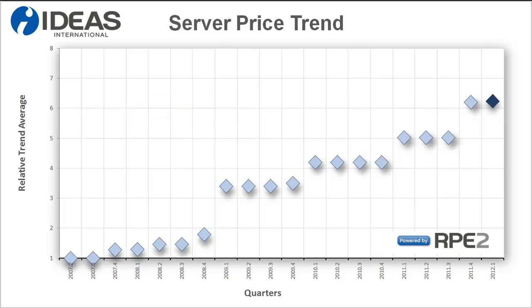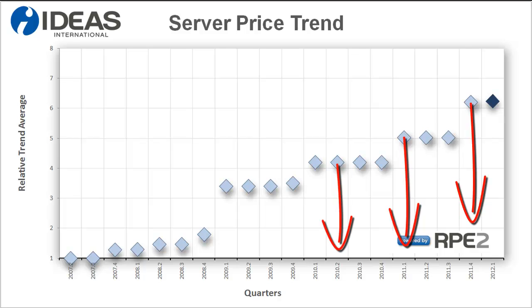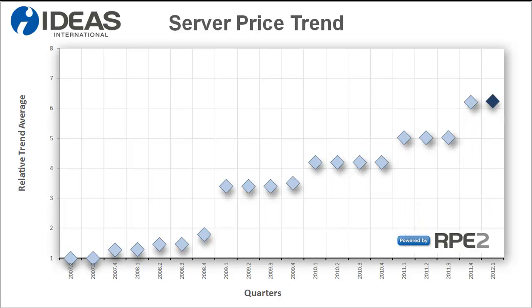Each data point on the chart represents the relative price trend average for all servers tracked by IDEAS during each quarter. A rise in this average reflects an improvement in the performance per dollar, or put another way, users can expect to get more performance for every dollar spent as the average increases.